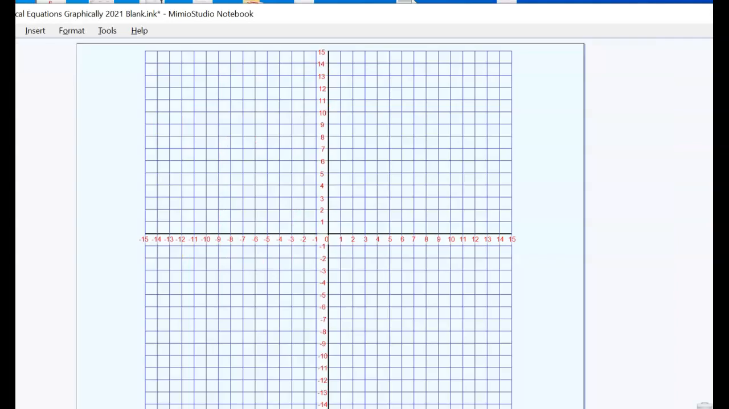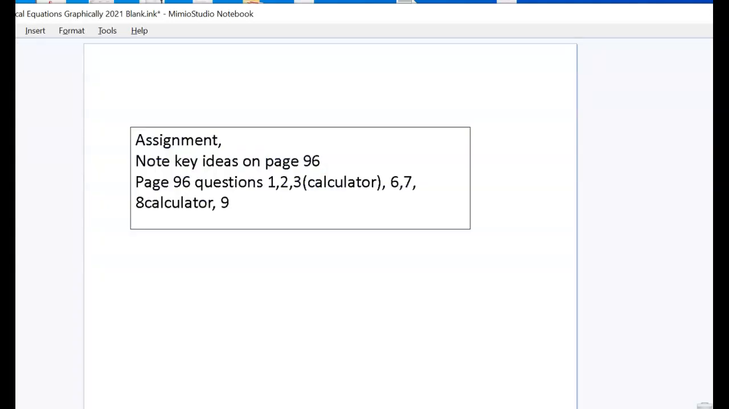All right. Well, that pretty much ends our section on solving radical equations. So there's your assignment. If you have any questions, feel free to ask. When it says use a calculator for number 3, you might want to use Desmos to solve that. That might be the easiest way to solve that graphically.